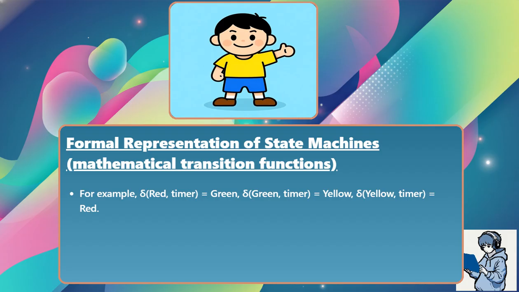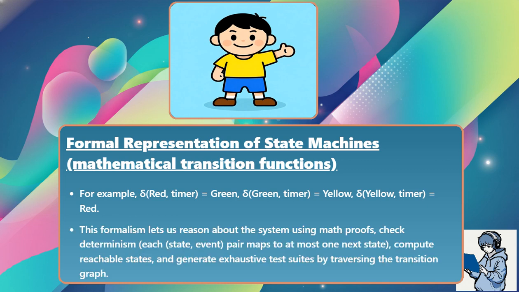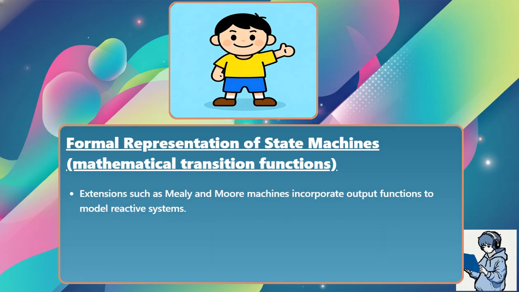For example, delta of red and timer equals green, delta of green and timer equals yellow, delta of yellow and timer equals red. This formalism lets us reason about the system using math proofs. Check determinism, each state event pair maps to at most one next state, compute reachable states, and generate exhaustive test suites by traversing the transition graph. Extensions such as Mealy and Moore machines incorporate output functions to model reactive systems.